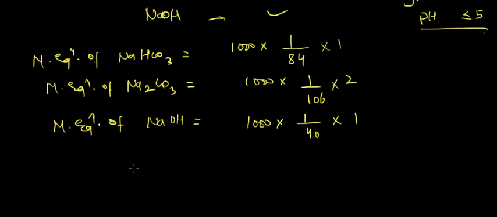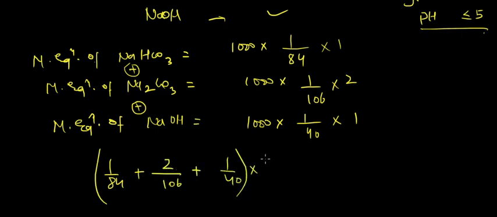So we just add all the milliequivalents required, so it would be 1 upon 84 plus 2 upon 106 plus 1 upon 40, multiplied by 1000, equal to 1 times V. So this is the volume of HCl which is needed in this case. Okay, so you can calculate all the volume required in the first, second and third step easily.